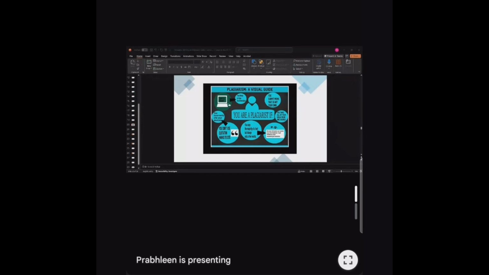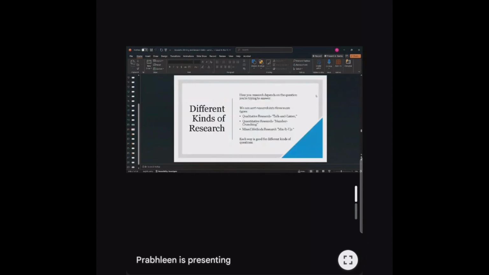So basically, copy pasting anything, changing a few words, no use of quotation marks, using somebody else's work, using ideas from other people's work, and incorrect citing. All these things come into the plagiarism problem.